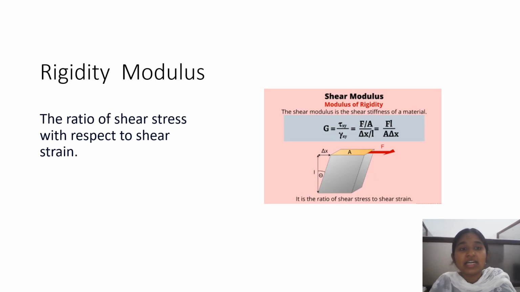So next you have the rigidity modulus. So the ratio of shear stress with respect to shear strain, that is rigidity modulus. So this particular modulus of elasticity comes into our topic only when there is some kind of a stiffness in the material, or one side of the cube, particularly as you see in the figure, is fixed, and you apply a certain force on it so that there is a change in its angle. Only in those conditions you use the word shear modulus.